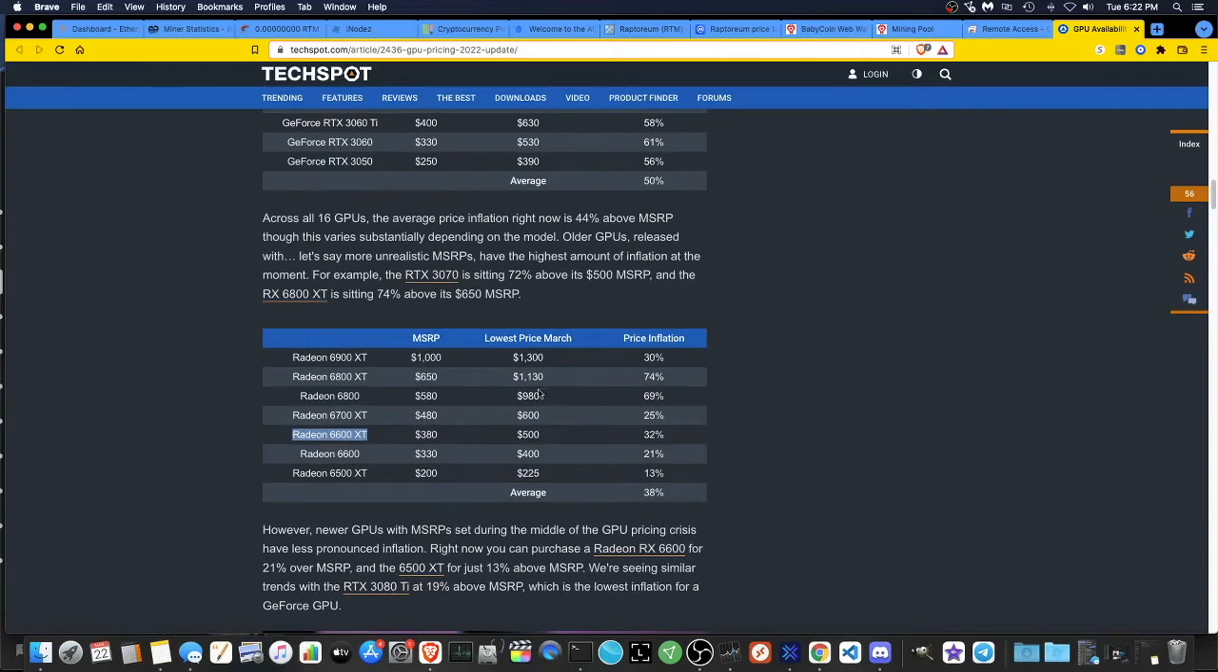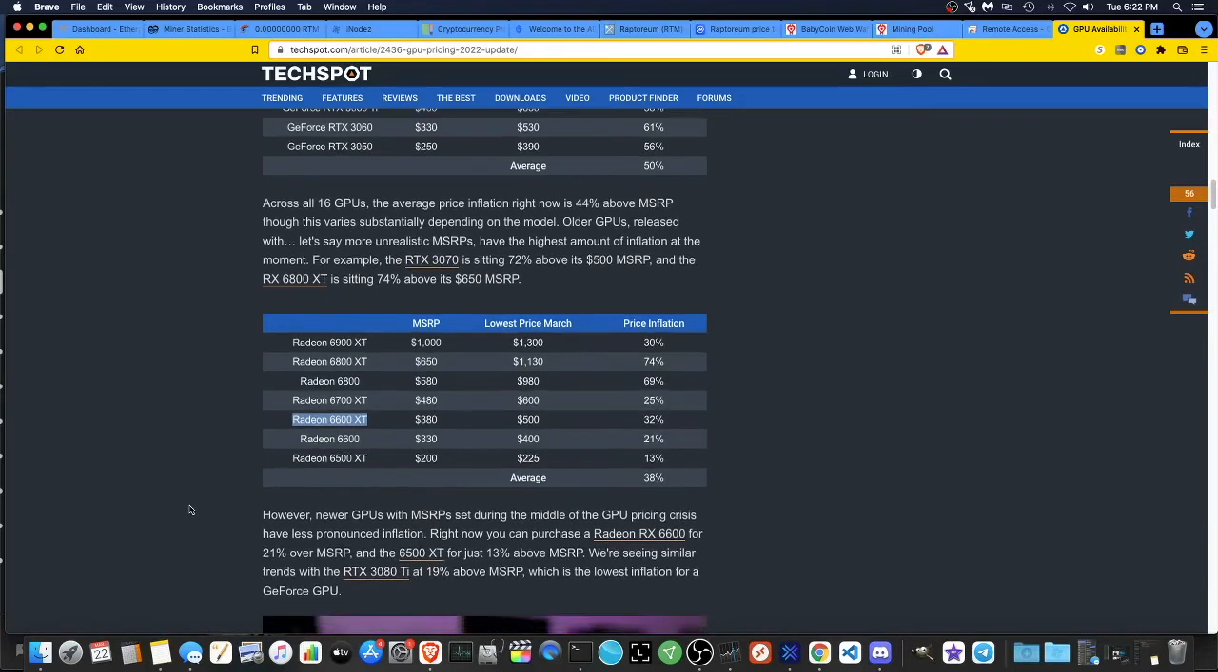You get the MSRPs, the current lowest price, and this is, like I said, March 22nd, 2022. This gives you a great reference. This is an excellent site. They put data out there. They track the data. And it gives you a good reference point for what you should be paying for these cards.